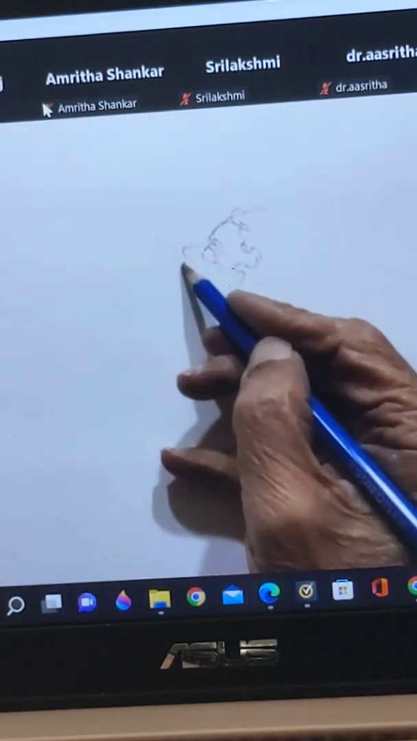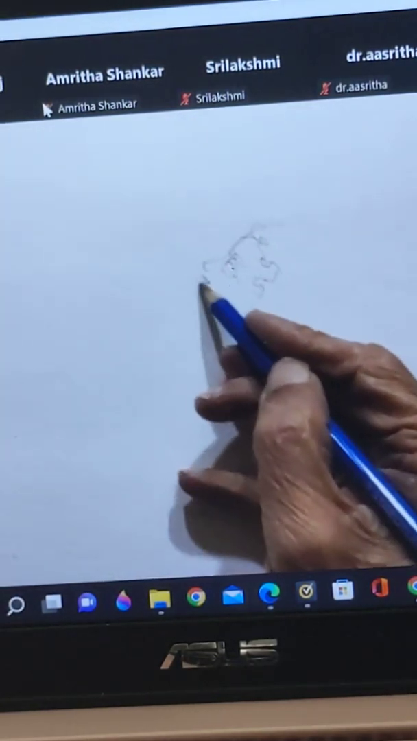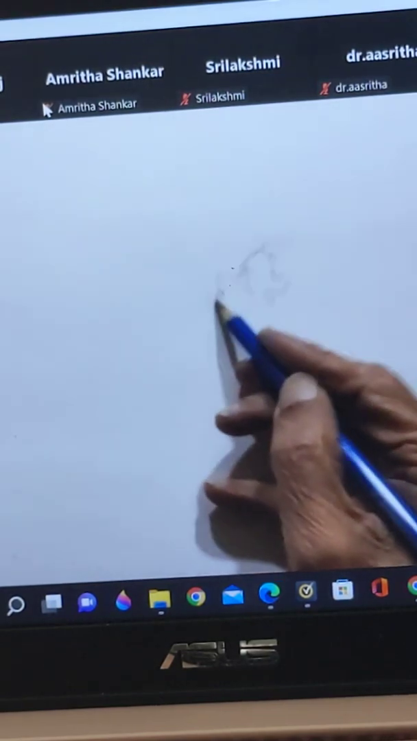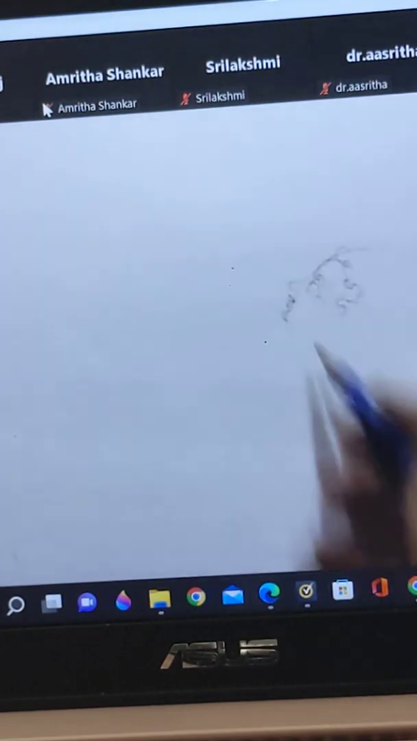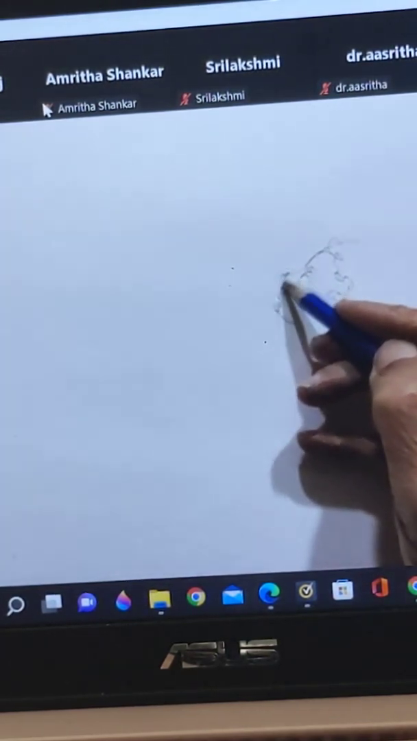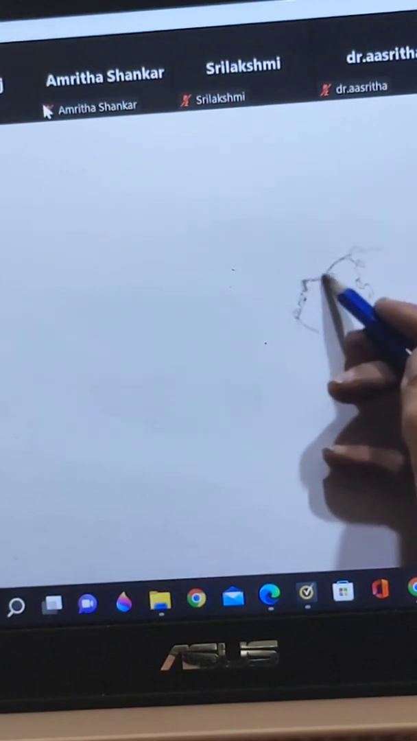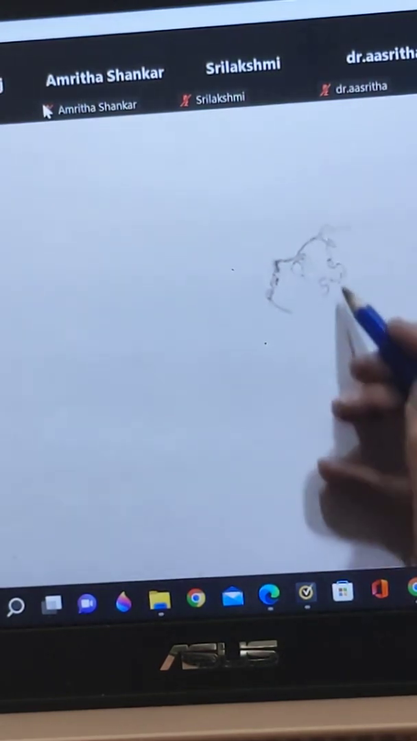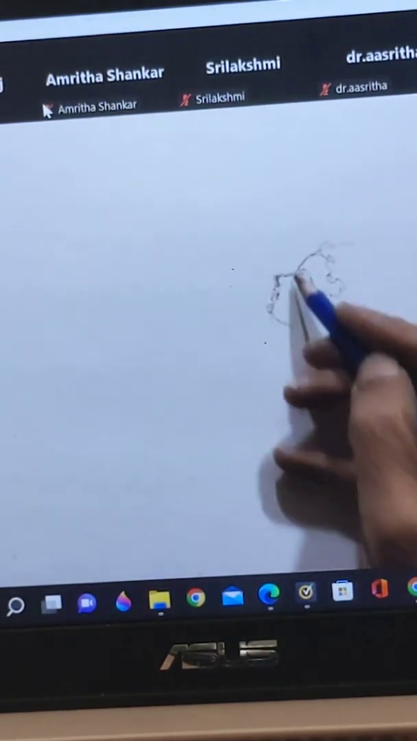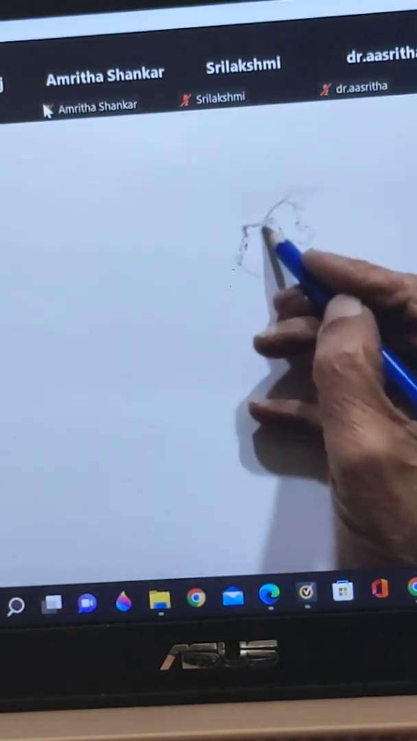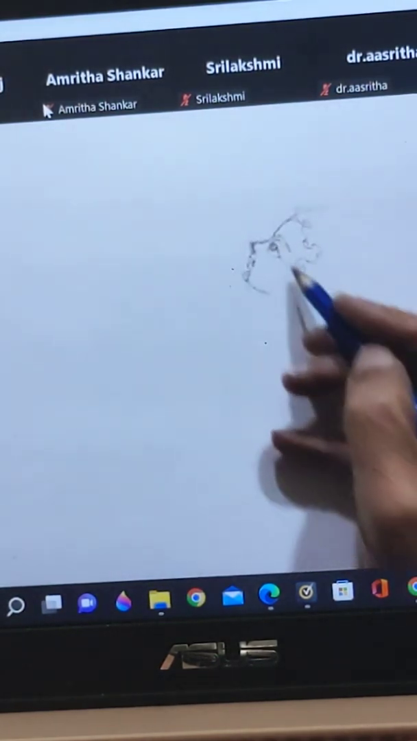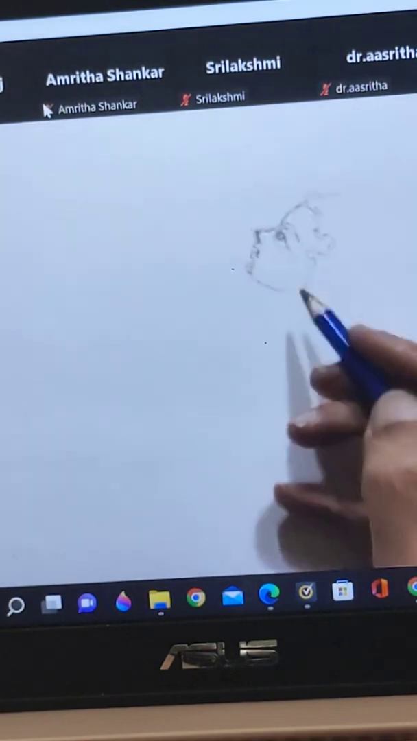So the eyes are generally a little bit bigger and rounder. Also using a 6B pencil.